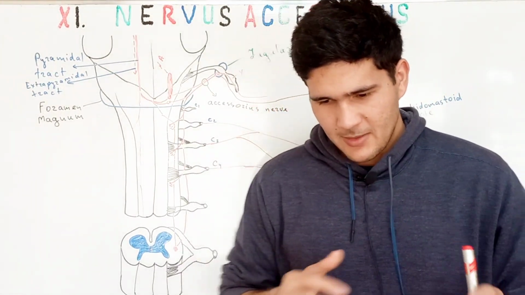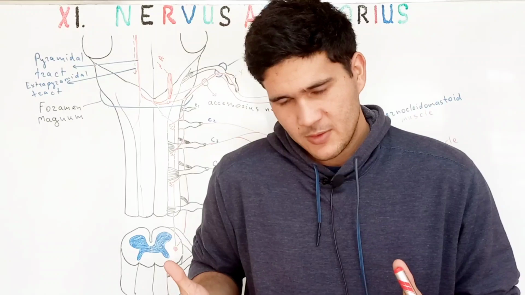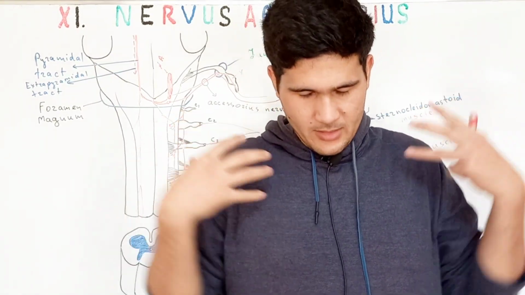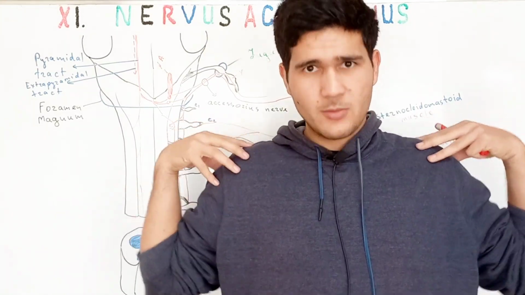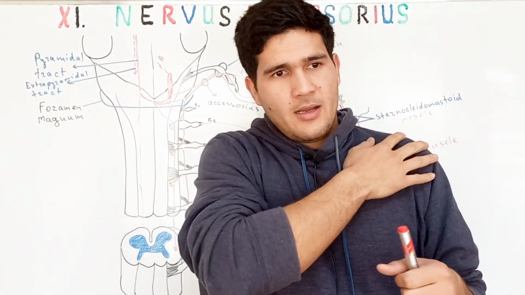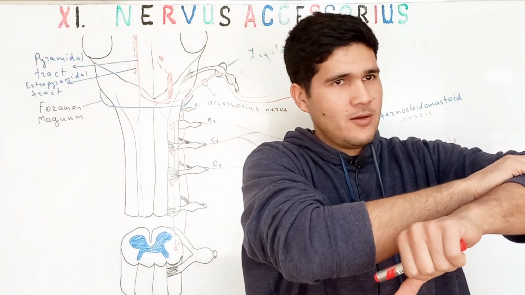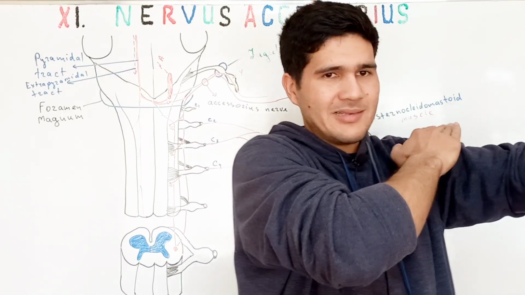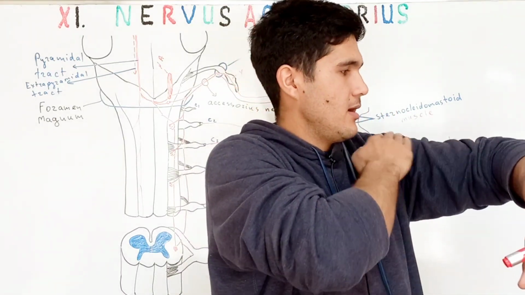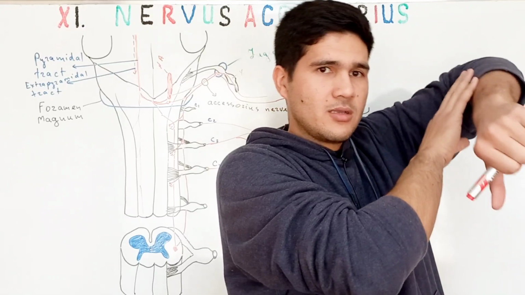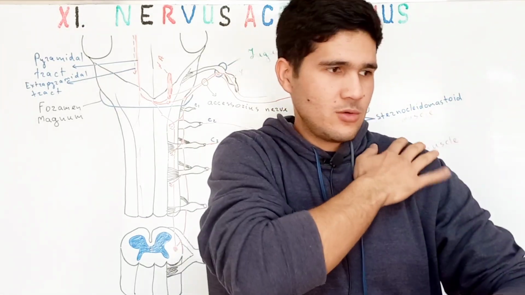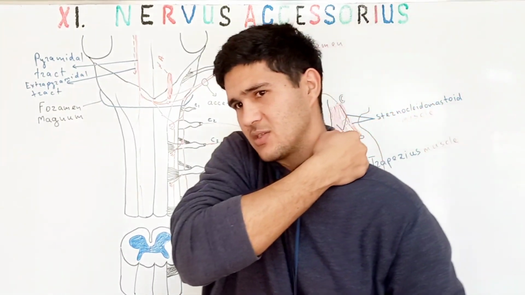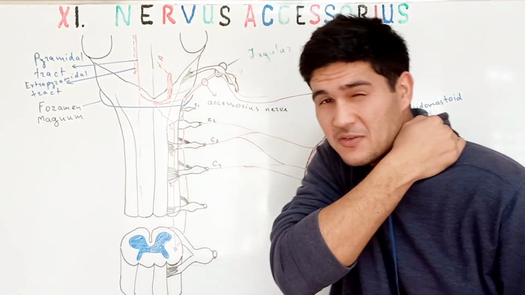Okay, for example, the main function of the trapezius is holding the shoulders in the normal position and elevating the upper limb above 90 degrees. Okay, from this side we couldn't elevate our upper limb. Okay, and the shoulder will drop on the affected side. Now, you can also find atrophy of the upper part of the trapezius.